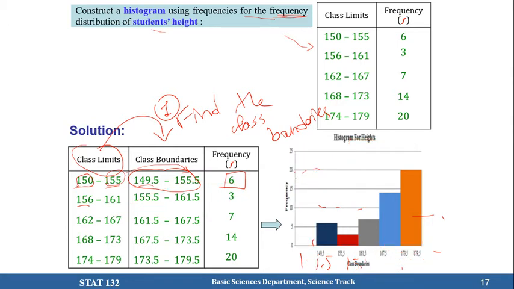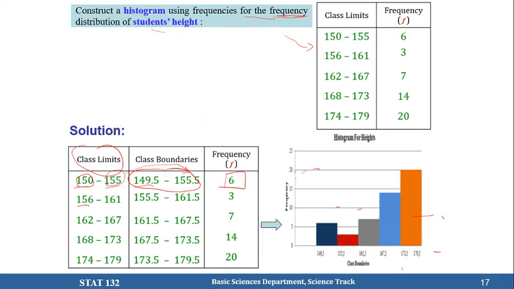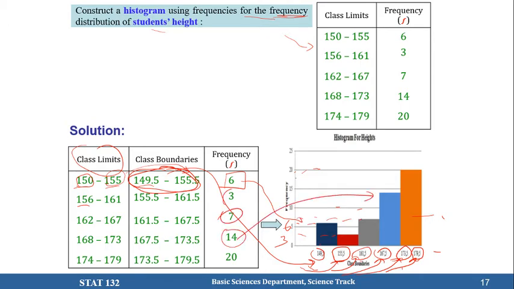And when you make all of them, you'll get this one here. Class boundaries. Okay, remember these class boundaries. Put them here: class boundaries under 9.5, 49.5, 155.5, and the rest. And then for each class boundary, or for each group, write the frequency here. I mean, this is 6, this is 3, then this is 7, and this is 14, and this is 20, you see. Okay, this is what we call a histogram.